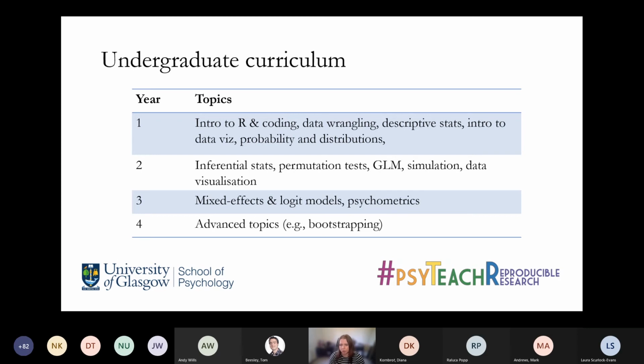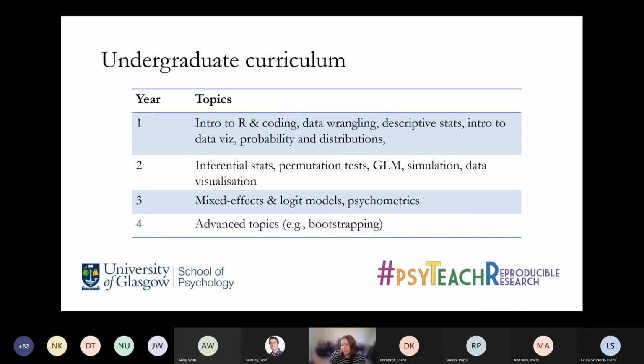and the underlying model. So the course covers permutation tests and the GLM, but it also does more advanced data simulation and visualization. Level 3 then moves on to mixed effects, again with this really strong focus on simulation. And there's also a bit of psychometrics. And then in Level 4, students get to choose their elective courses. So there's more advanced stuff. So for example, there's a course on bootstrapping.